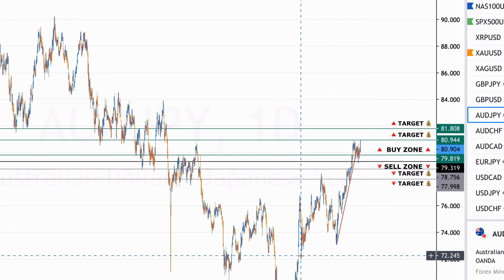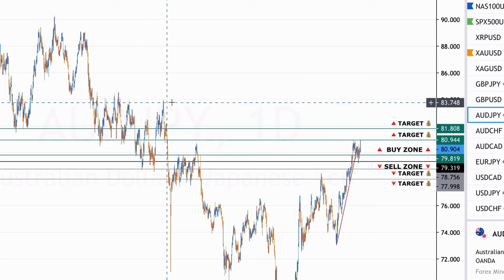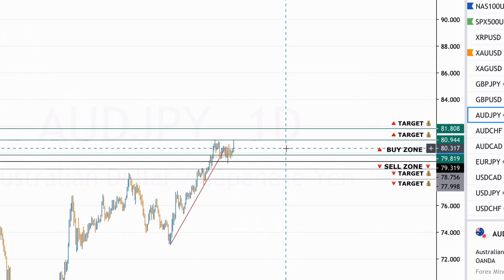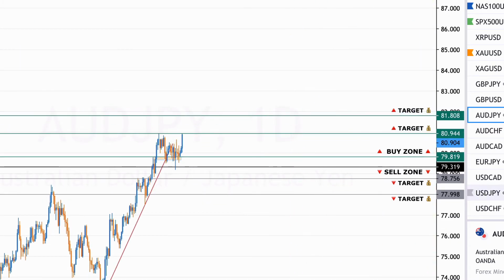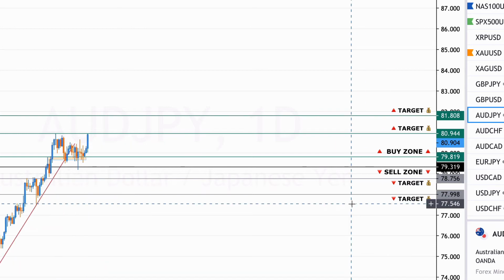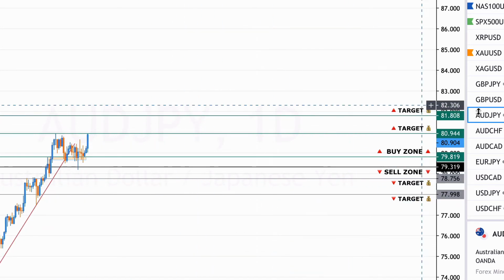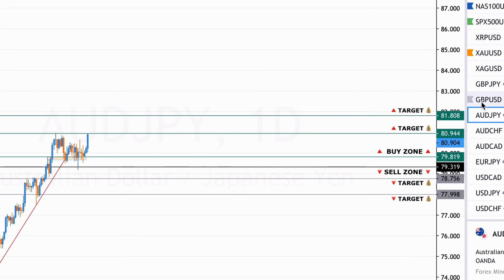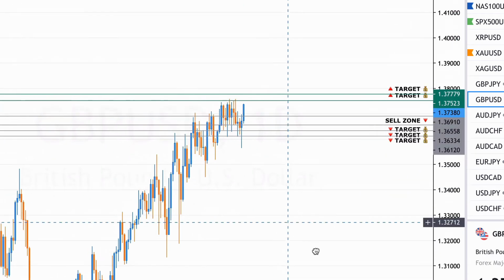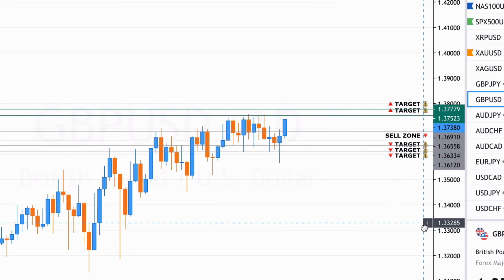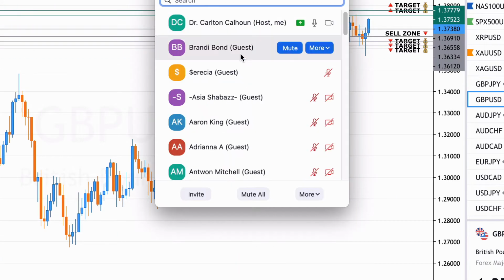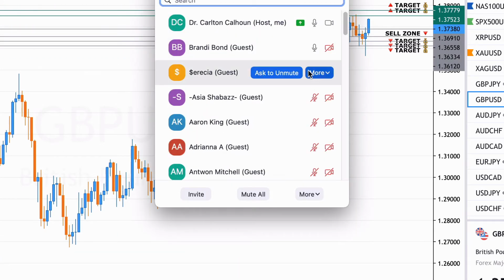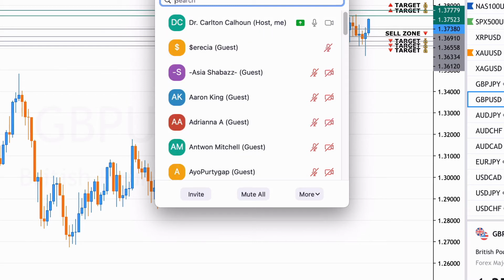I'm leaving it because we have yet to retest these areas. So I'm just going to leave this as it is. I think we have a little more gas in AUD JPY. Unless something drastic happens, I think it'll come up to this next target. So I'm just going to leave that as it is. That was it.